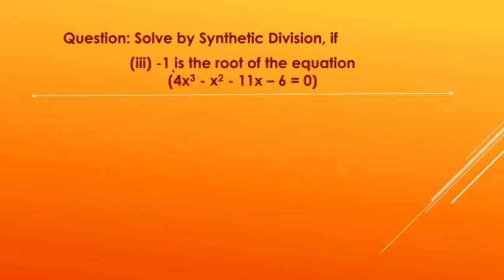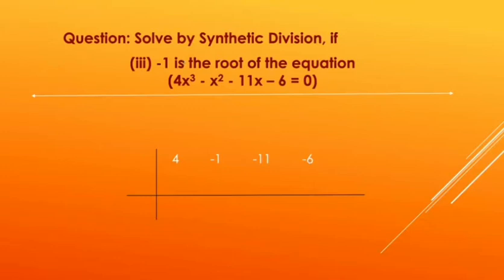The statement given to us is: if minus 1 is the root of the equation 4x cube minus x square minus 11x minus 6 is equal to 0. We know very well the method of synthetic division. First of all, we have to draw these two lines and write the coefficients of all variables of this equation. The coefficient of x cube is 4, we have written it here. The coefficient of x square is minus 1, the coefficient of x is minus 11, and the constant term is minus 6, so we have written them here.